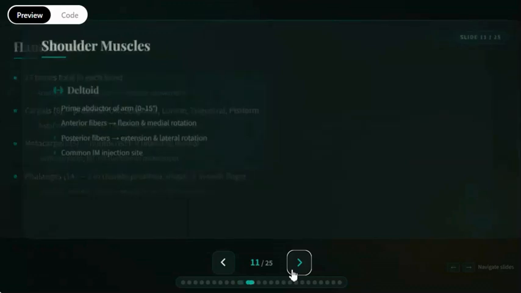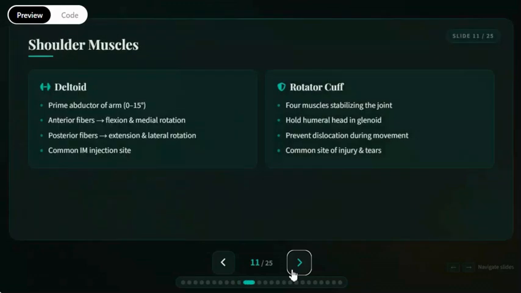9. Muscles of the upper limb. Muscles of the upper limb are grouped according to regions. In the shoulder region, the deltoid is the main abductor of the arm. The rotator cuff muscles, supraspinatus, infraspinatus, teres minor, and subscapularis, stabilize the shoulder joint. In the arm, the anterior compartment contains flexors like biceps brachii and brachialis, while the posterior compartment contains the triceps brachii, which extends the elbow.